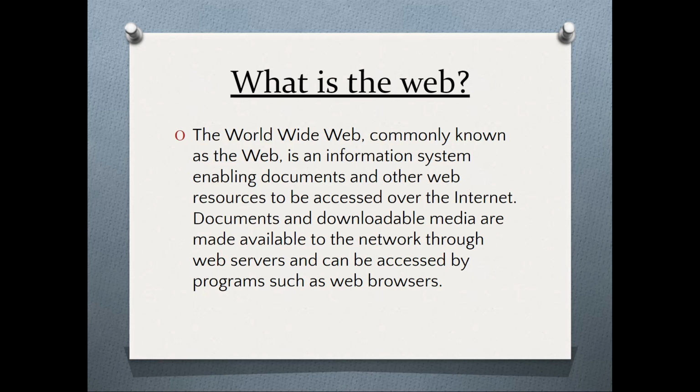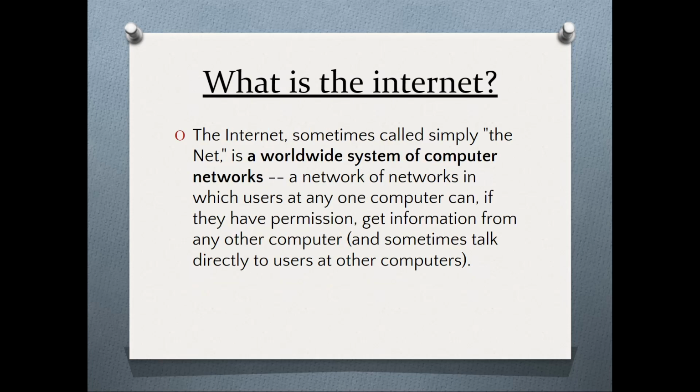What is the web? The World Wide Web, commonly known as the web, is an information system enabling documents and other web resources to be accessed over the internet. Documents and downloadable media are made available to the network through web servers and can be accessed by programs such as web browsers.